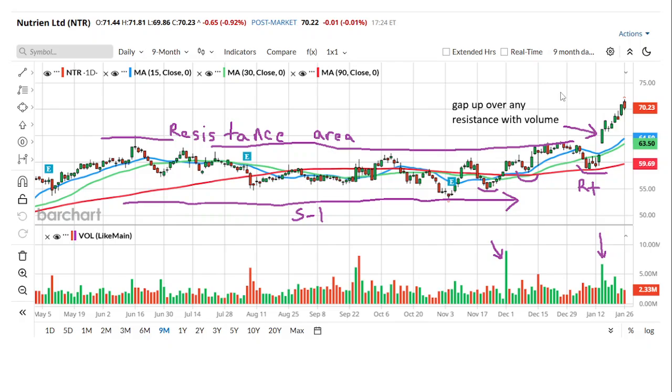And that's why prices moved up, because supply all of a sudden was gone and demand took over, or buyers took over and pushed prices higher. Okay.